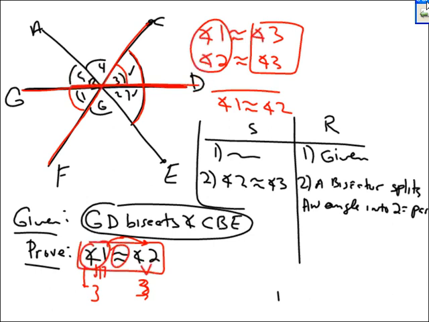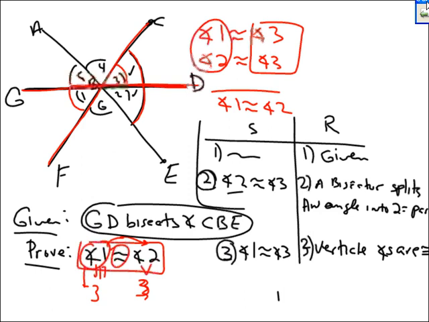Now we're on to statement number 3. Statement number 3 is angle 1 and angle 3 are congruent. The reason is vertical angles are congruent. Okay, so looking at statement 2 and statement 3, we have two angles, namely 2 and 1, that are congruent to angle 3. So that's where we have it. Angle 1 is congruent to angle 2.